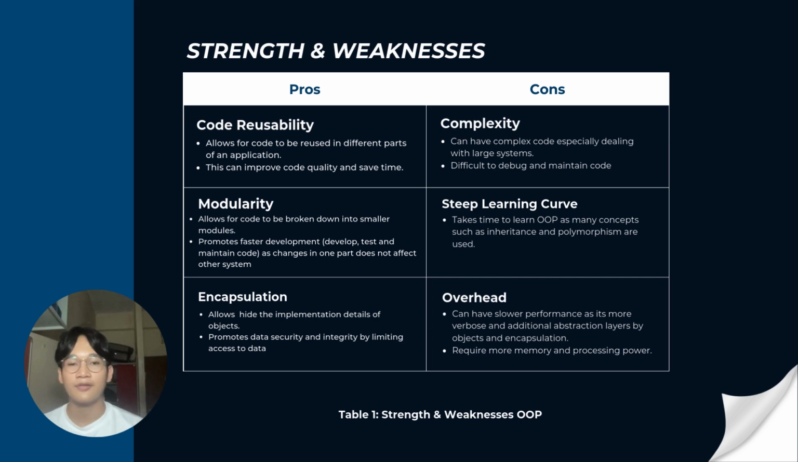For the cons, the first one is complexity. It can have a lot of complex code, especially when dealing with large systems, and this can lead to code that is difficult to debug and maintain. The second con is a steep learning curve. It takes time to learn OOP as many concepts such as inheritance and polymorphism are used.